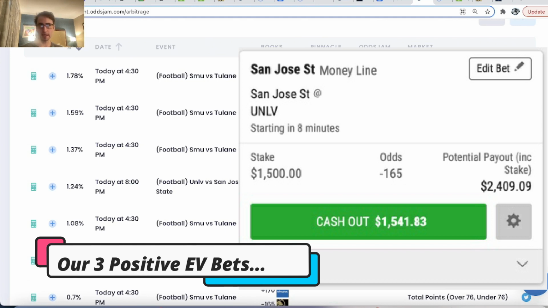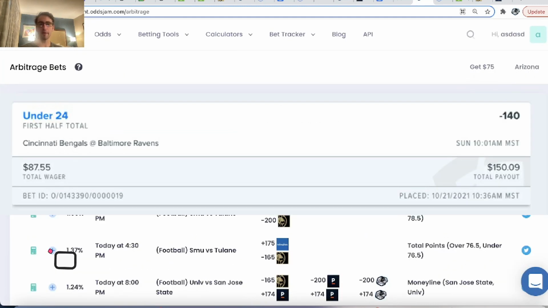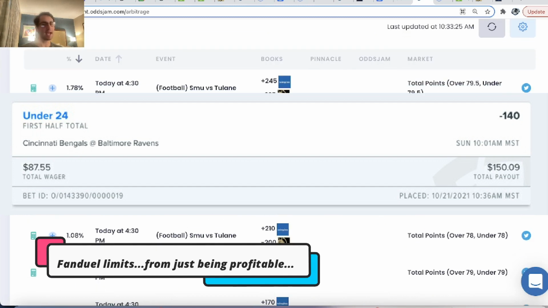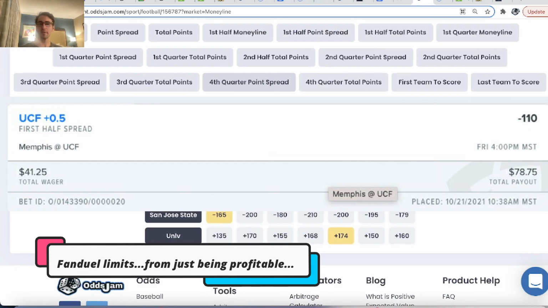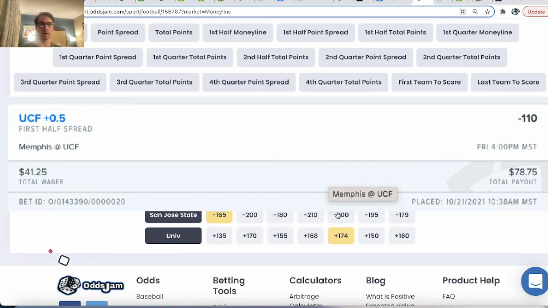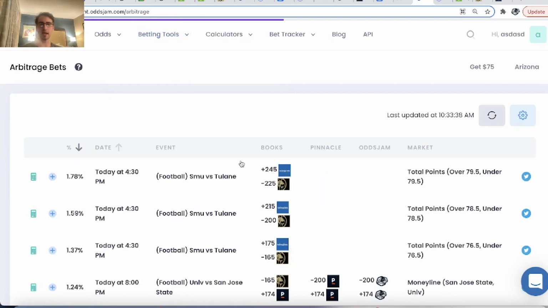So we're going to look for line discrepancies. We're going to try to figure out which side is good and place some profitable bets. Again, what is so fascinating about sports betting compared to any other market is all these sportsbooks have different odds, right? So in the San Jose State versus UNLV game, we can see our first line discrepancy.